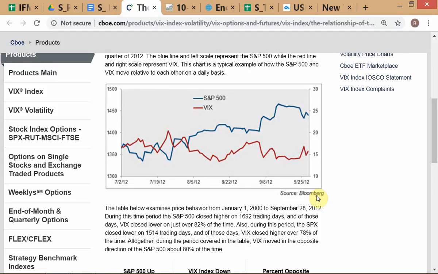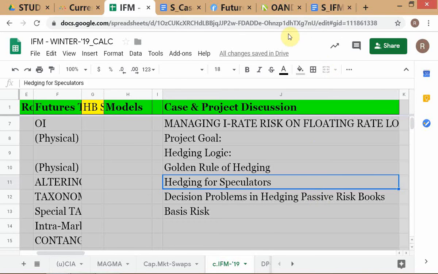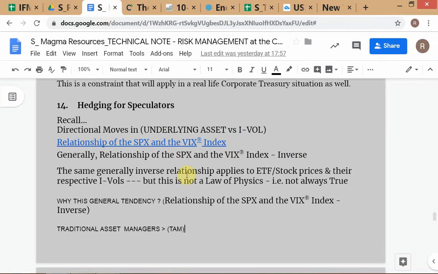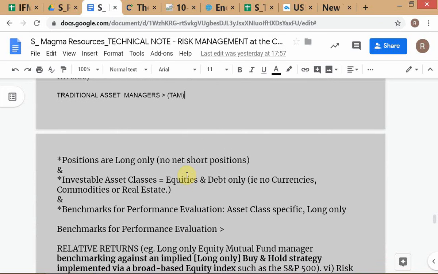But it's a general tendency that people in the markets expect: if the stock market is going to fall, the VIX is going to rise. The VIX is the index of eyeballs, right? So if that is the case, why does it happen? Now I've given you the reasoning here once again. Why does this happen? Because this is where you understand the concept of hedging.